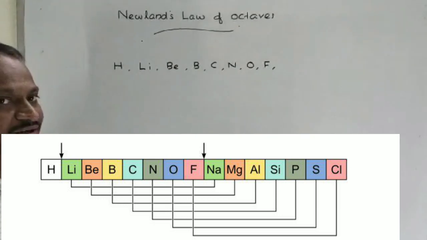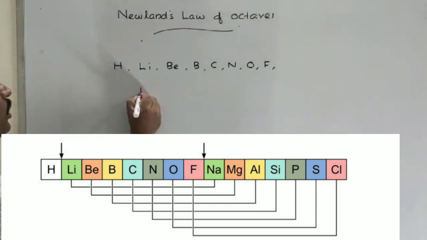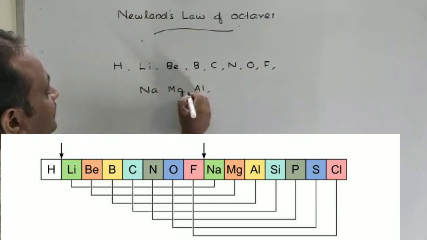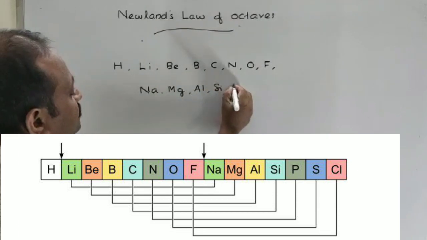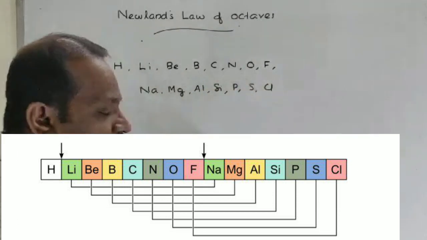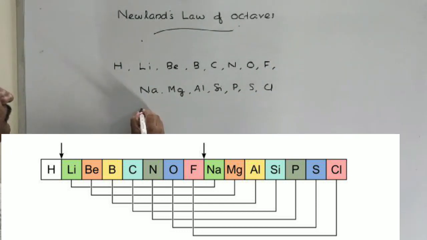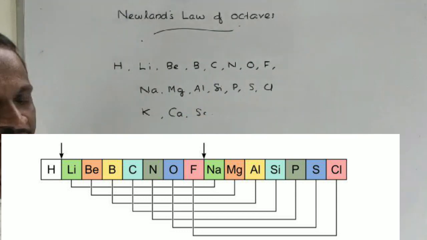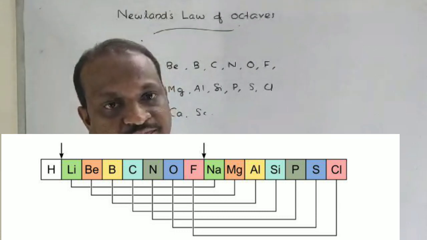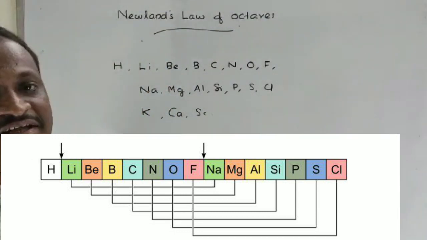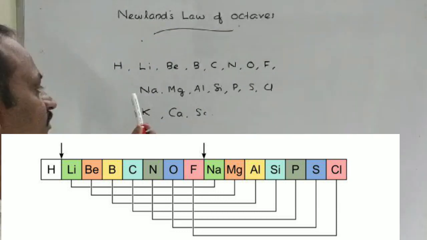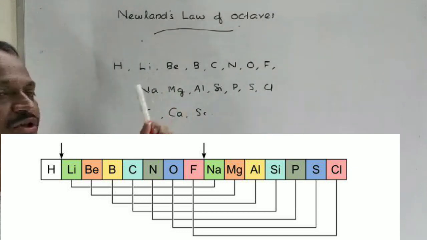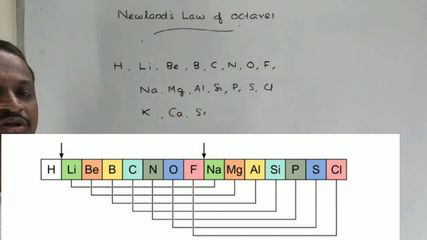Neon was not discovered by that time. So after that, we have sodium, magnesium, aluminium, silicon, phosphorus, sulfur, chlorine. And after that, we have potassium, calcium, then we have scandium. See here, what is observed? Every eighth element is similar in properties to the first one. For example, sodium is similar to lithium, magnesium is similar to beryllium, and aluminium is similar to boron.